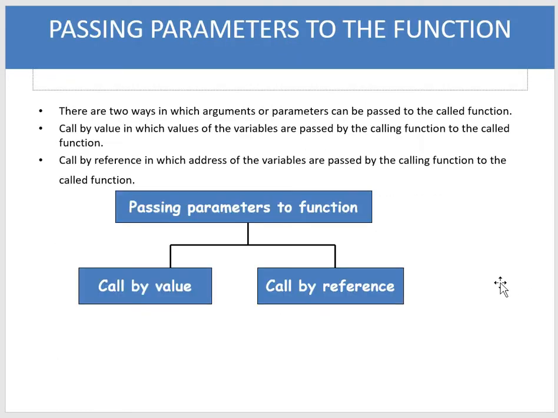There are two ways in which arguments or parameters can be passed to the called function. They are call by value and call by reference. In call by value, the values of the variables are passed by the calling function to the called function, and in call by reference, the addresses of the variables are passed by the calling function to the called function.